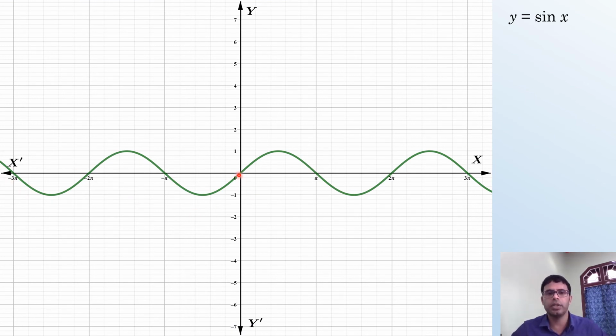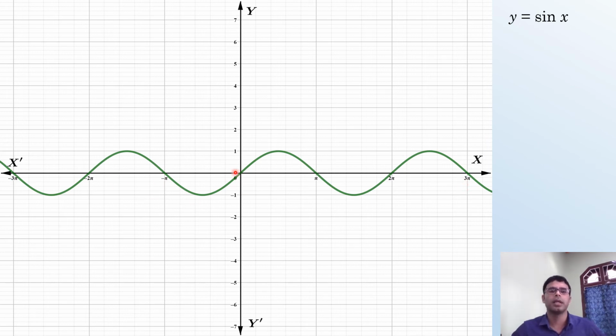Sin 0 is 0, then sin pi is again 0. This is minus 1. This is pi by 2, pi. This is 3 pi by 2, value is minus 1. 2 pi is again 0. 5 pi by 2 is positive 1. Then 3 pi is again 0. On the left side also it is like this.